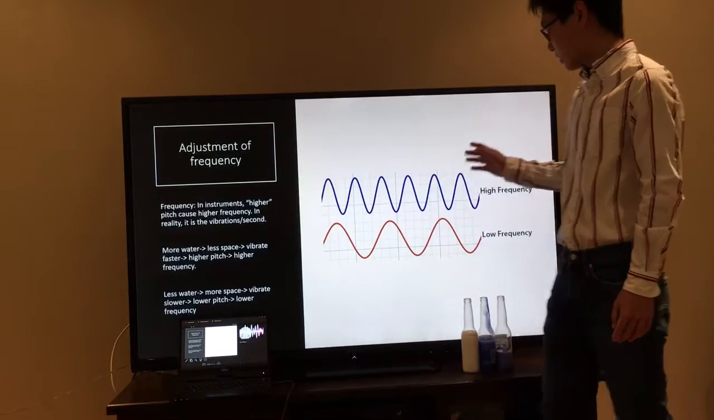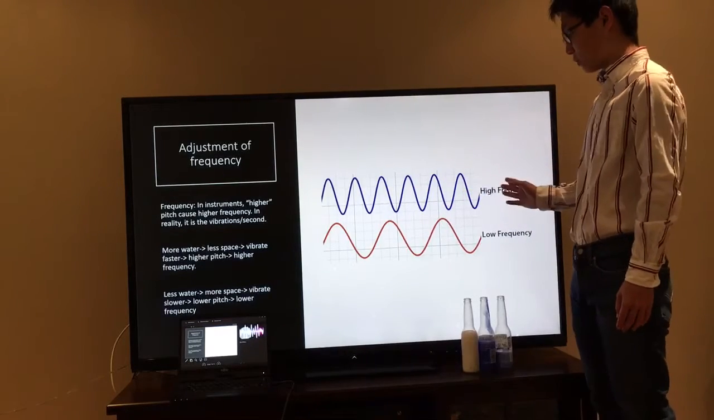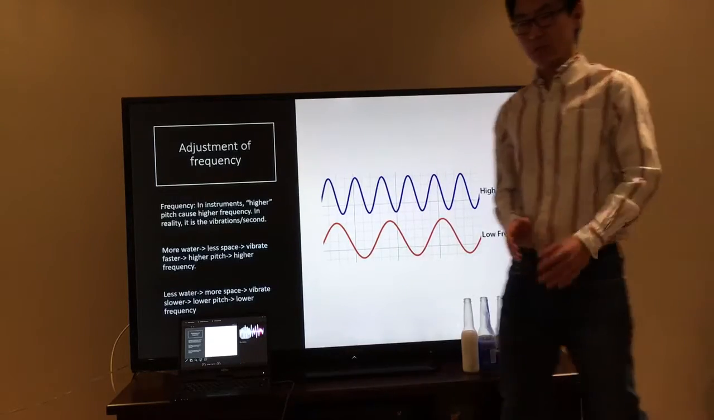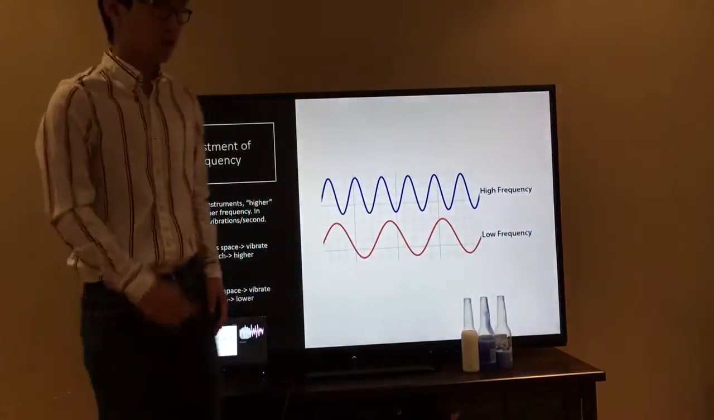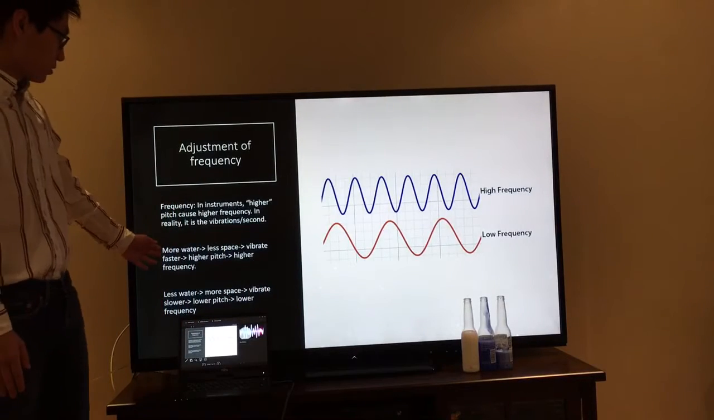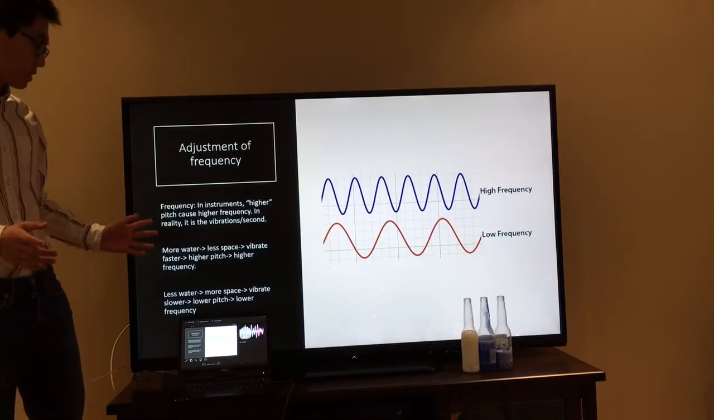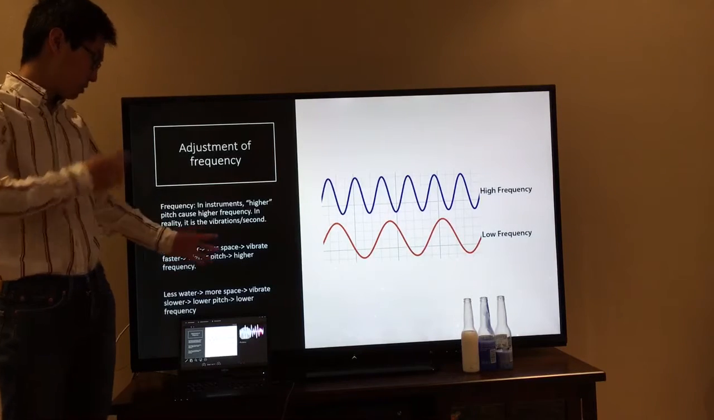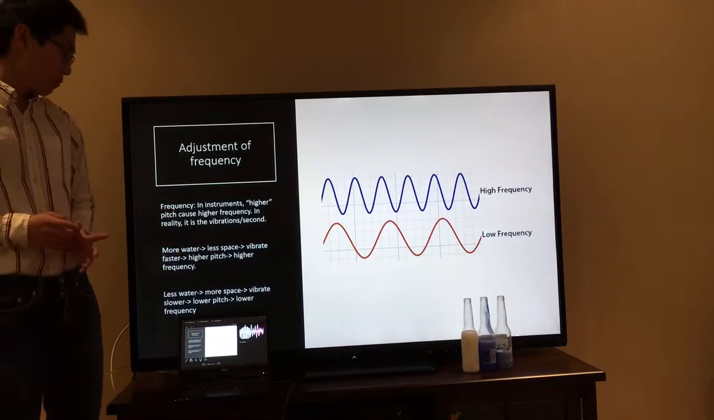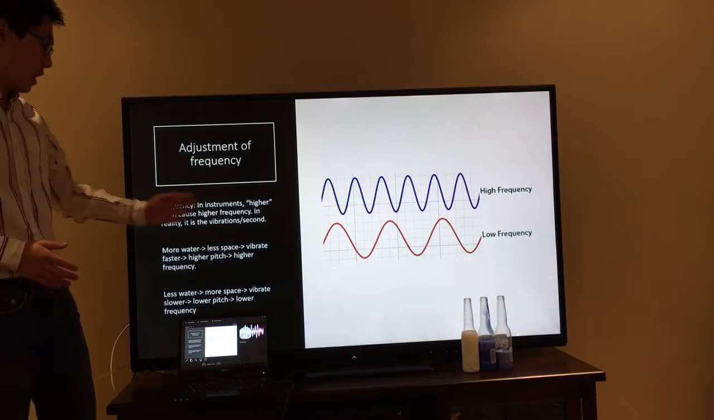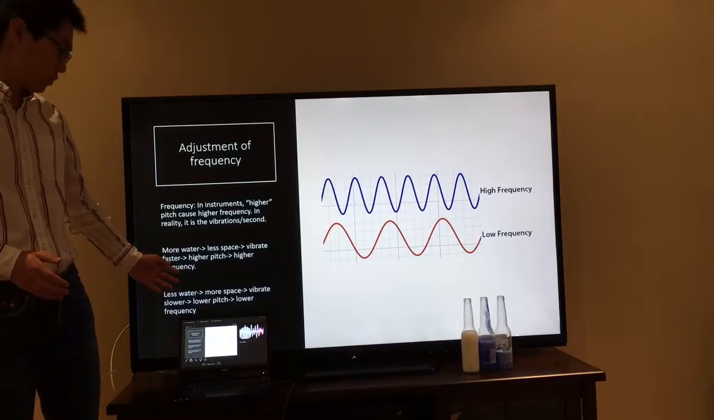Now, we see here another two graphs, with higher frequency at the top and lower frequency at the bottom. Now, I will be explaining what you can do in order to change the frequency. Firstly, if you have more water, it gives the air molecules less space to vibrate, which means they have to vibrate faster, which causes a higher pitch. And like I said here, a higher pitch leads to a higher frequency.